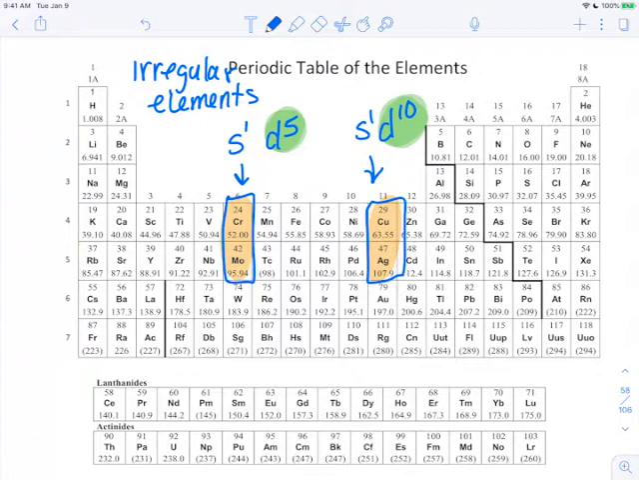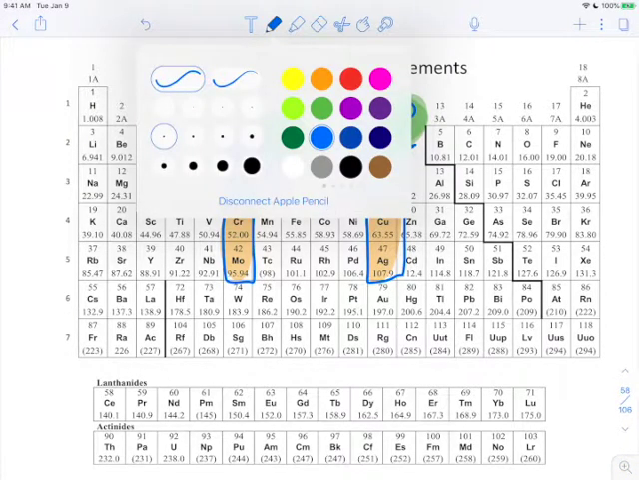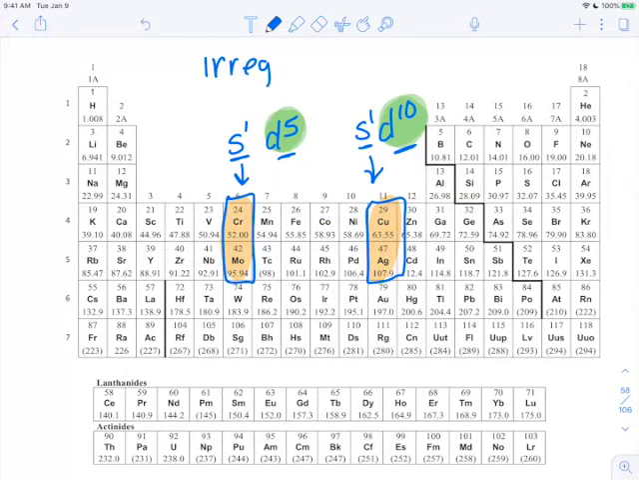Chromium, molybdenum, copper, and silver. Every one of them will take 1 electron from its S and put it into the D's. So you will have an S1 for all of them. Chromium and molybdenum will have a D5, and copper and silver will have a D10. Let me go ahead and label this a little better. There we go. All right.